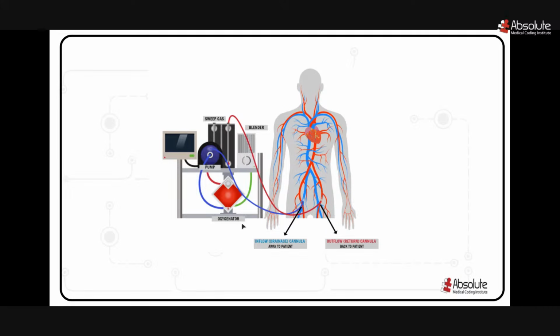So once the blood has been oxygenated, it will travel through the red tubing, and you can see it returns to the patient through the outflow or return cannula. If we summarize the entire process, blood will first leave the patient, then pass through the pump, then enter the oxygenator where the gas exchange occurs, and then return the oxygen-enriched blood to the body. Okay, is that clear?